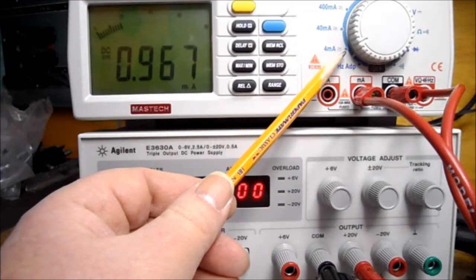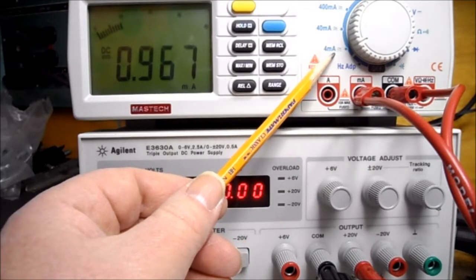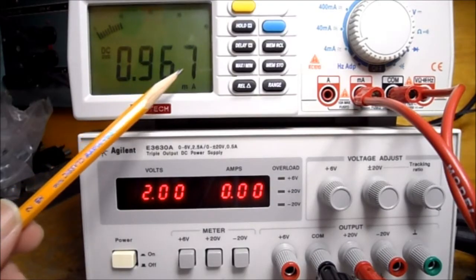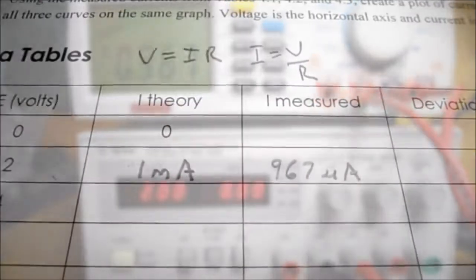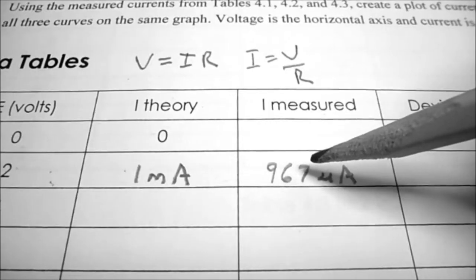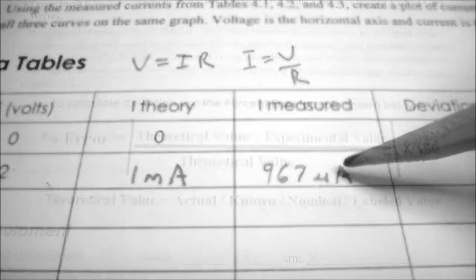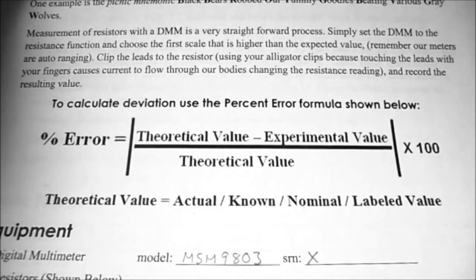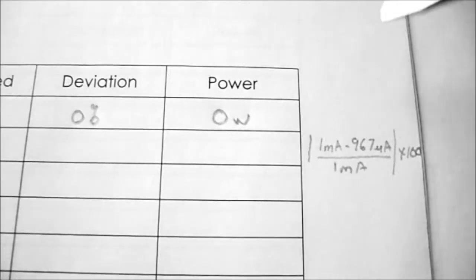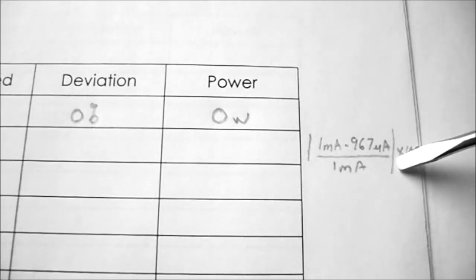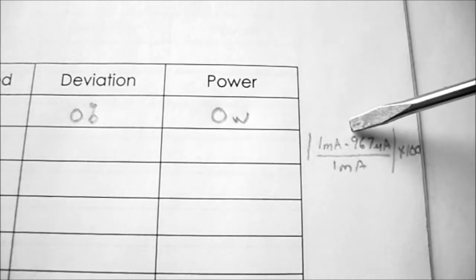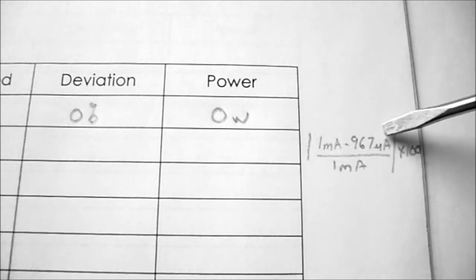So for the meter to be on the most accurate range, it must be on the 4 milliamp range. And here we can see we've got 0.967 milliamps. So in your table, record 967 microamps. So to calculate deviation, once again, we're going to use the percent error formula from lab number 3. So in our case, we're going to take the absolute value of 1 milliamp, which is our theoretical value, minus the 967 microamp.